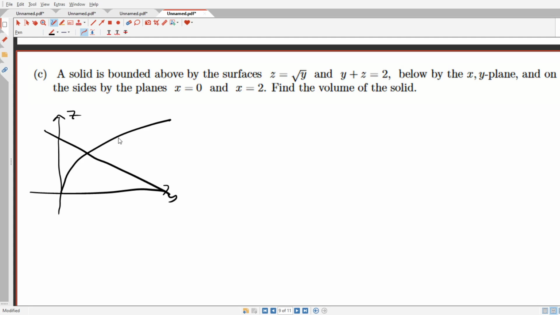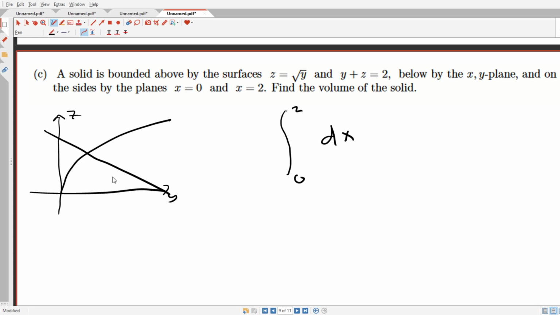Okay, so we know that the sides start at x equals 0, and then it kind of comes up out of the page to x equals 2. And it says find the volume of the solid. That's not that hard. So first I'm going to do the part that I can't really visualize. That's the x component. So it starts here at 0 and comes up out of the board to 2. So it's going to go from 0 to 2 dx.